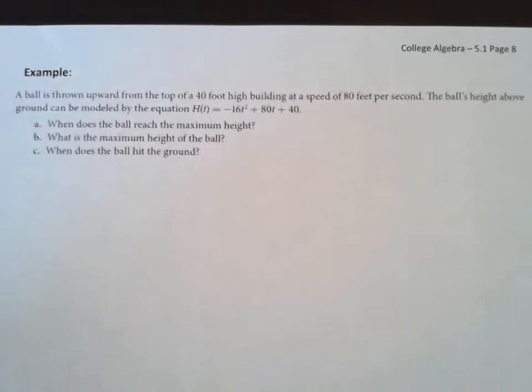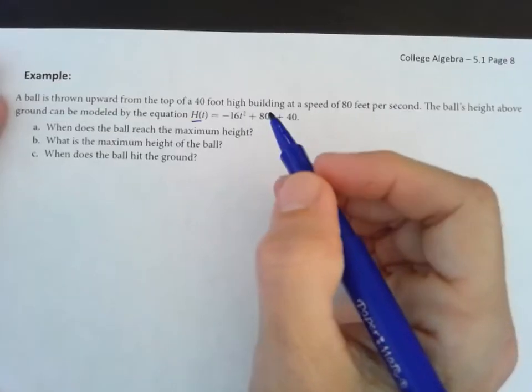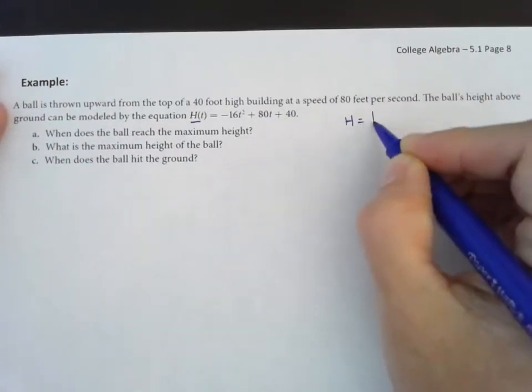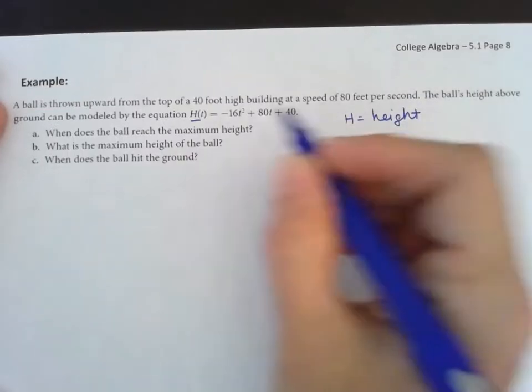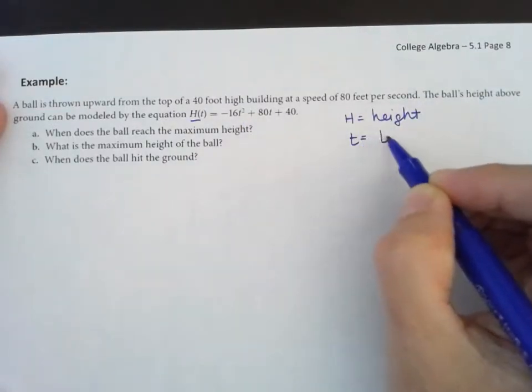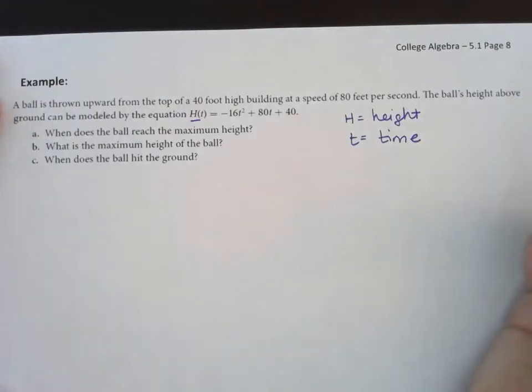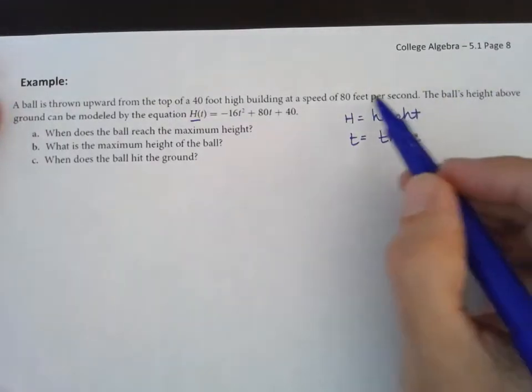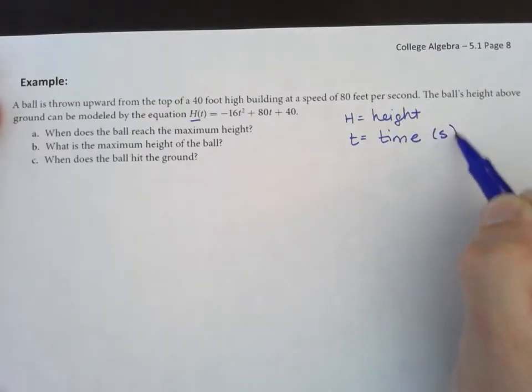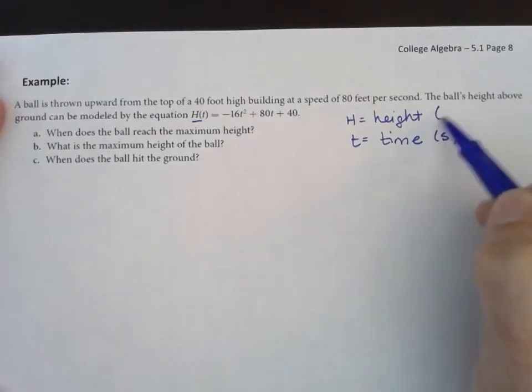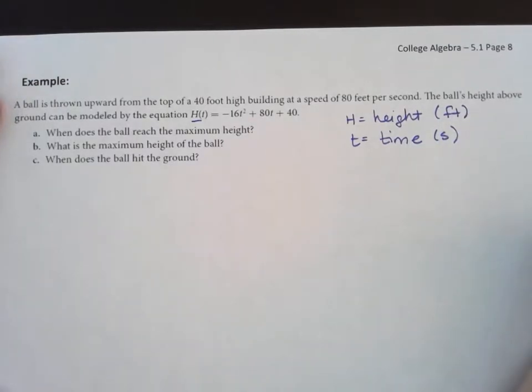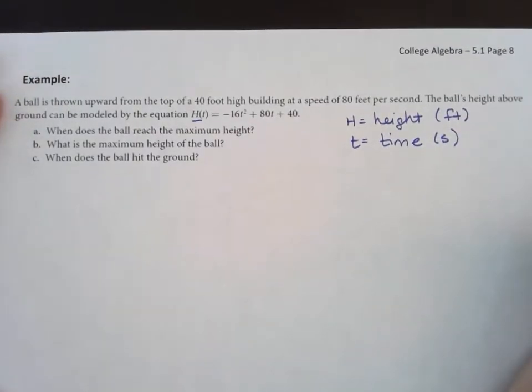Well, let's think about what's going on here. So in this problem, we are given h of t. Remember, h represents your height, and t in this function represents your time. And since it's in 80 feet per second, we know that time is in seconds, and we also know that height is in feet. So all of this information is really helpful for when we start answering the questions.